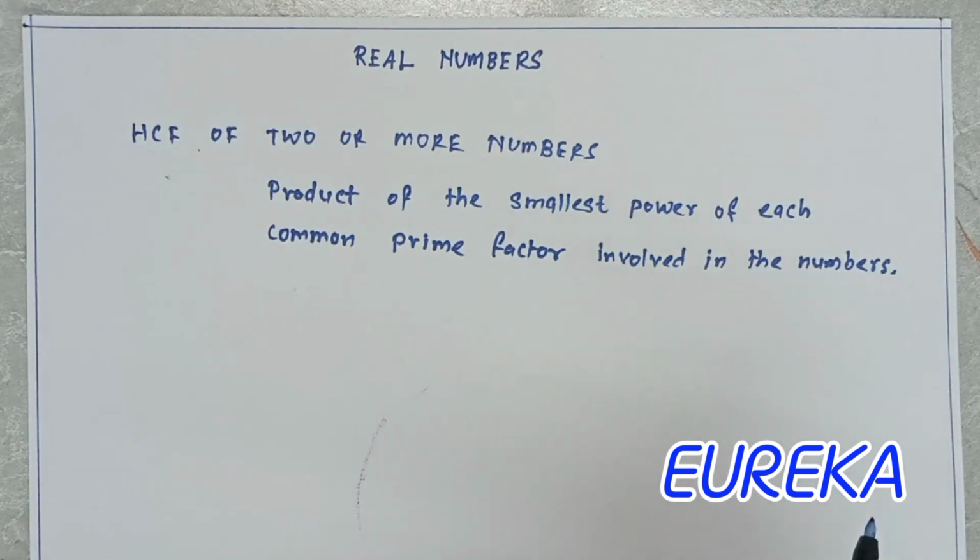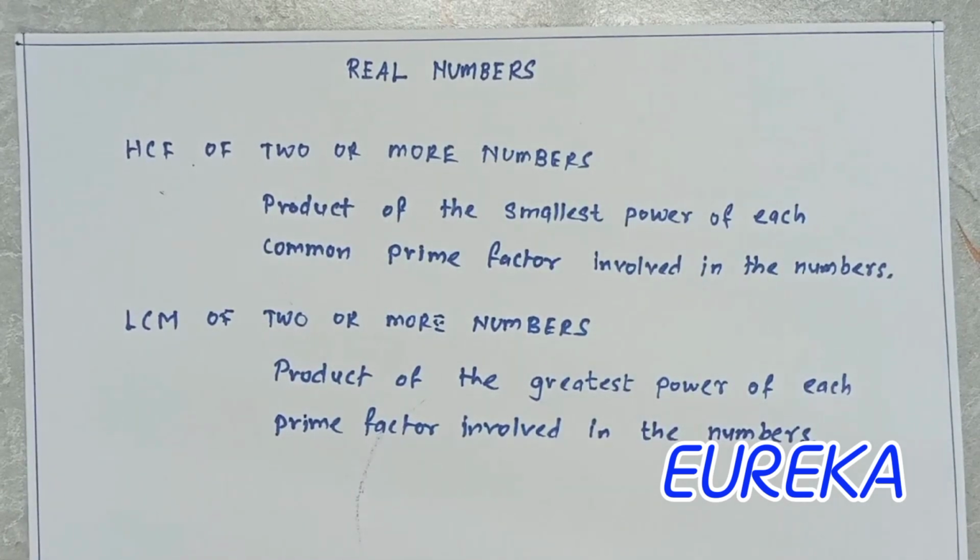Now this is the definition for finding HCF of two or more numbers, and this is universal. Do you know from where I got this definition? This is given in your NCERT textbook. Same way, we have the method to find the LCM of two or more numbers. Let's check it out.